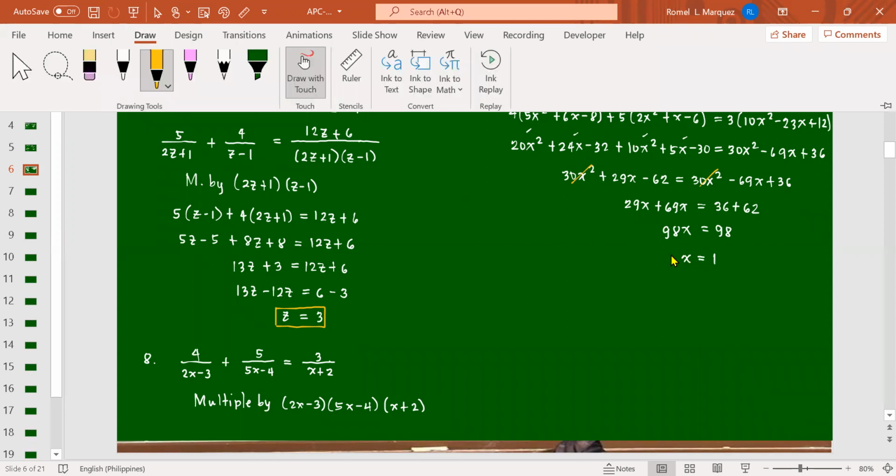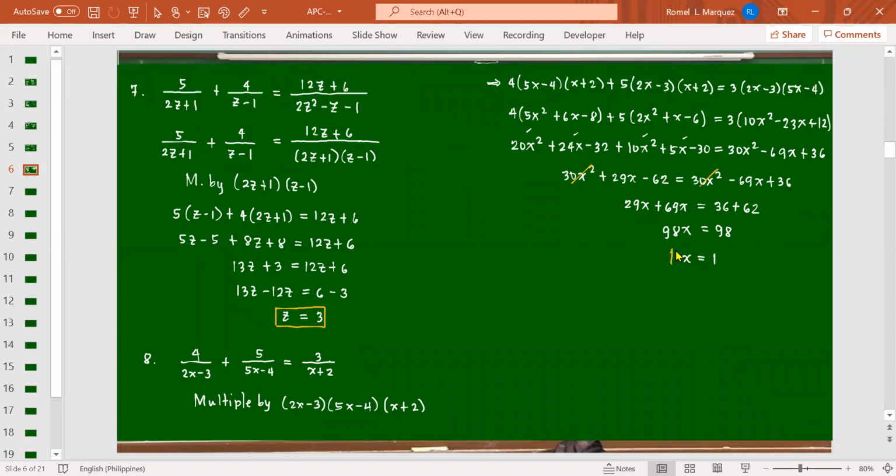So this is the solution. But you have to be careful because there are variables in the denominators. So we do not want x to be negative 2, or x is 4/5, or x equals 3/2. Since we did not get any of these values, we accept x equals 1. Okay, guys?